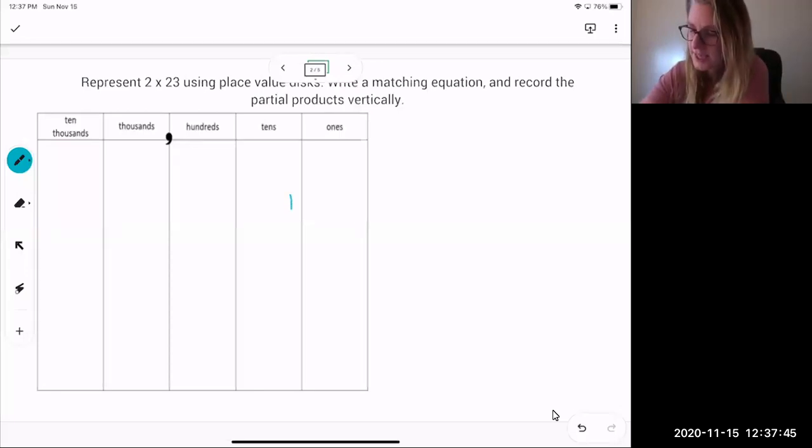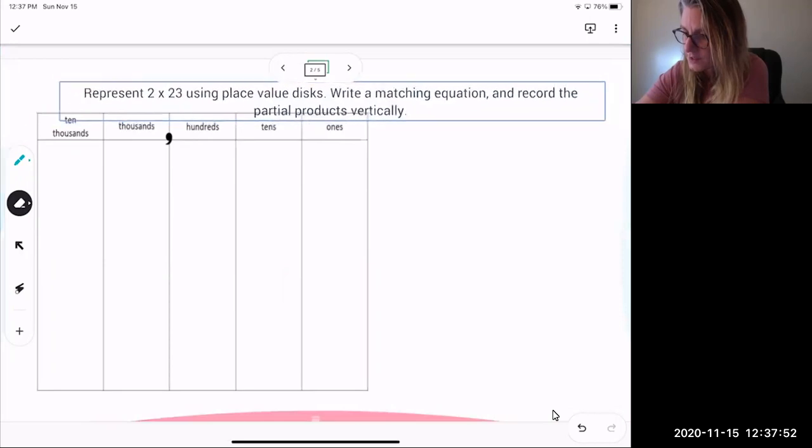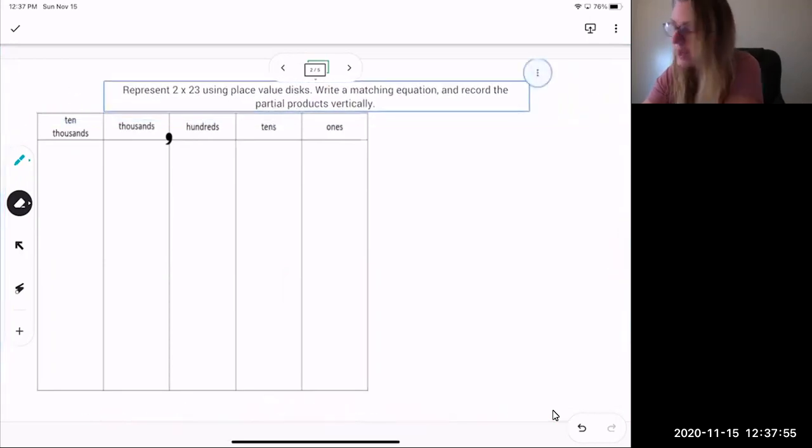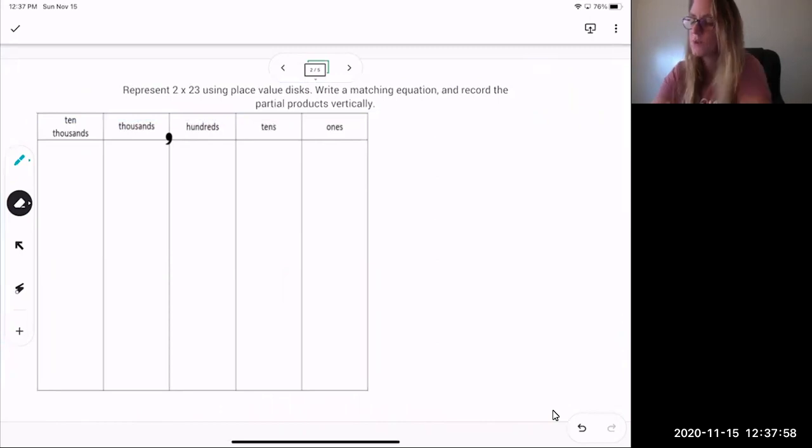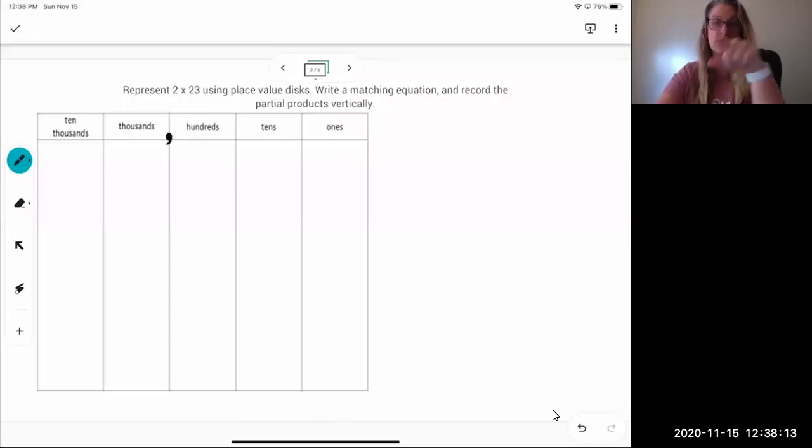So the question says, actually, since we can't really see it, I'm going to move it. I'm going to make it a little smaller. There we go. Okay, it says, represent 2 times 23 using place value discs, write a matching equation, and record the partial products vertically. So the first thing we're going to do is represent 2 times 23 using place value discs. So on your chart, the first thing I want you to do is represent the number 23 using place value discs in your place value chart.